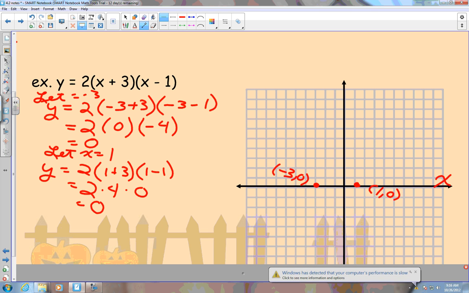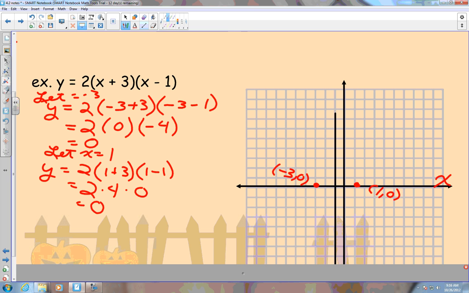So if I draw my axis of symmetry, it's got to be right there. 1, 0 is 2 units away. Negative 3, 0 is 2 units away. So I know that x equals negative 1 has to be my axis of symmetry. So now if I know what my x value is, how do I find my y value? Substitute it back in.